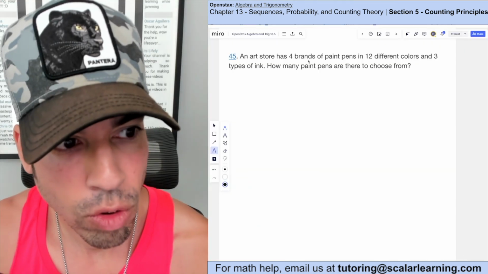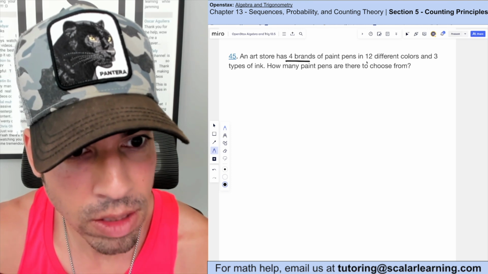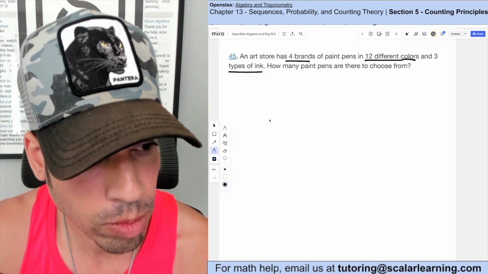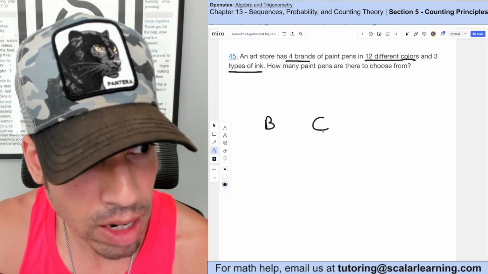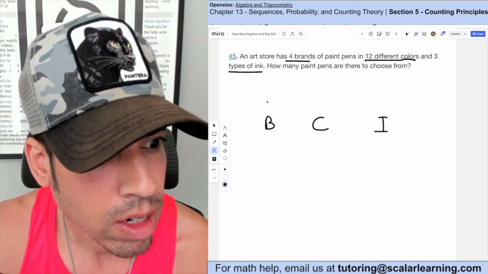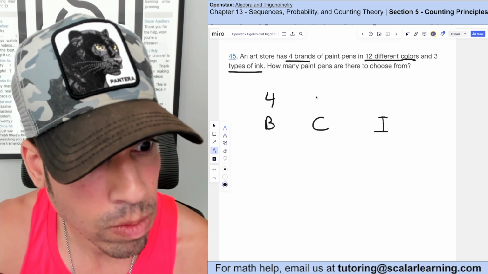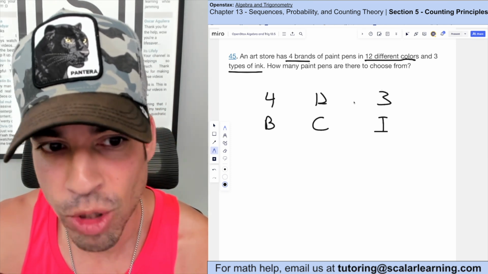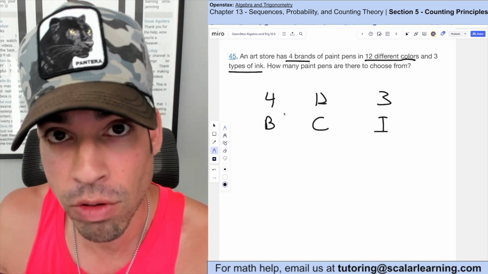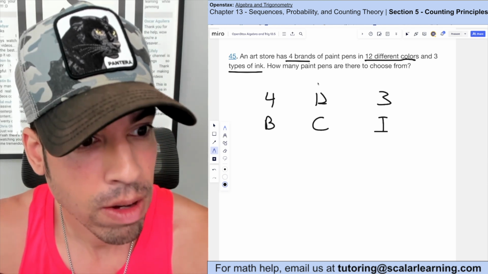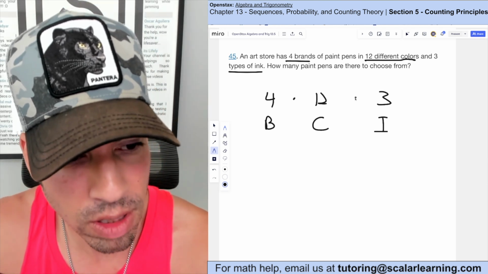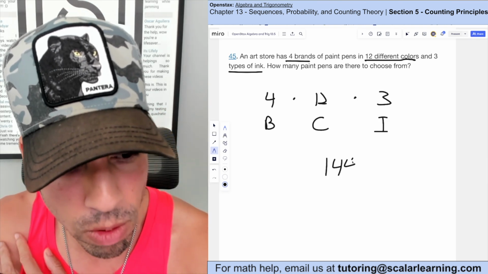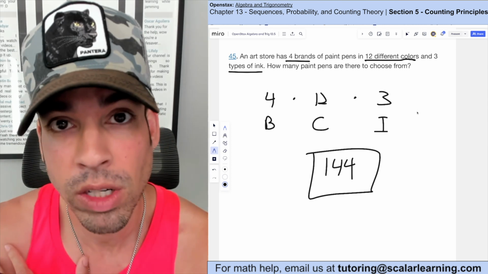Done. An art store has 4 brands of paint pens in 12 different colors and 3 types of ink. How many paint pens are there to choose from? So we've got brands, we've got colors, and then we've got types of ink. And we're going to put the numbers of each: 4, 12, and 3. Using the counting principle, we're going to take the number of options in each category, since we're taking a mixture of all 3 for every type of paint pen, and we're going to multiply them. 4 times 12 times 3, that's 48, times 3 is 144. And that's how you do it. 144 is the winner.